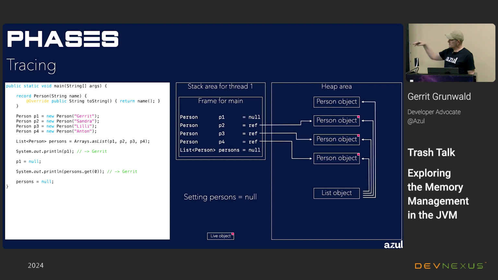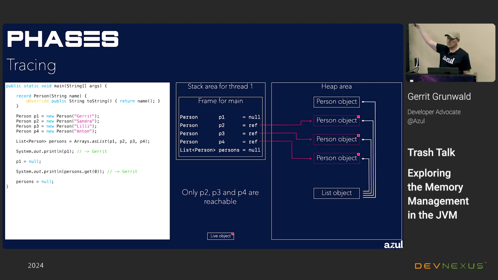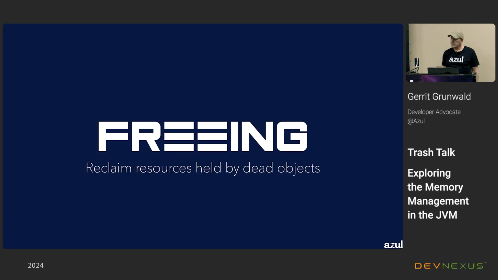And then if I set the persons list to null here, then suddenly only these three will be reachable, because then I lost the connection to the list, and then with this I also lost the connection to the P1, right? This is how it works. All right, then we talk about freeing. That means reclaim resources that we have by dead objects.